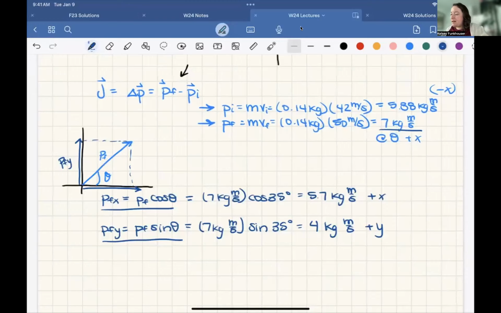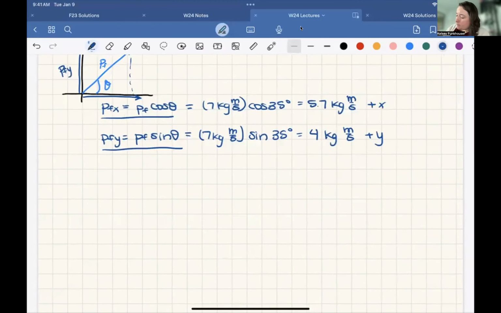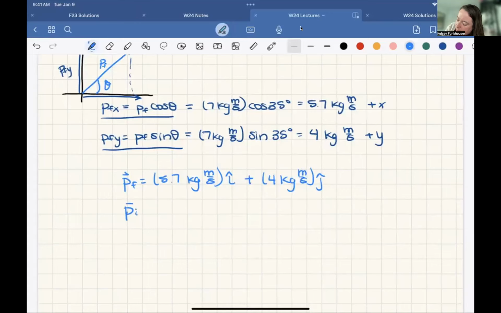So now I'm going to write these vectors in unit vector format just because, for me personally, it makes doing the vector math easier. But there's lots of ways to solve vectors. So it's okay if you are more comfortable thinking about it in a different way. Just make sure you show your work. So the x component, 5.7 kilogram meters per second, i hat, plus 4 kilogram meters per second, j hat, and then the initial momentum is negative 5.88 kilogram meters per second, i hat.